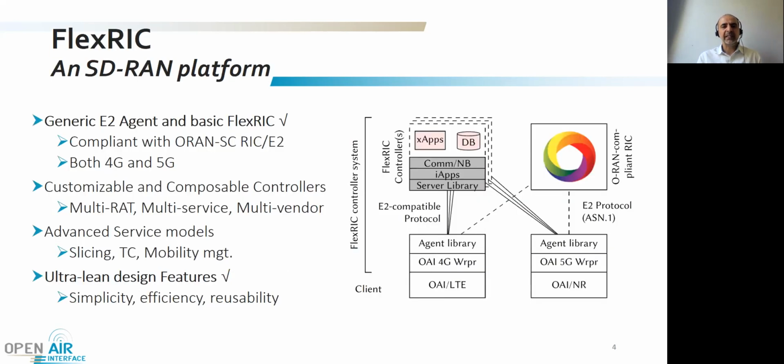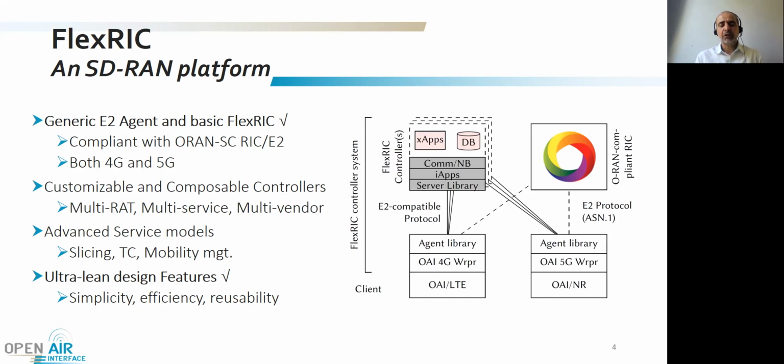So let's start by going a little bit into the details of the FlexRIC, an SD-RAN platform. Starting from the bottom, we see the user plane function, which could be 4G or 5G. On the top, we see the agent library extending the functionality of the user plane with the E2 compliant protocol. So the agent library could interact with any O-RAN compliant RIC through the E2 protocol, or it could also interact with a FlexRIC controller through an E2 compatible protocol. It has to be noted that FlexRIC could also act as an O-RAN compliant RIC.